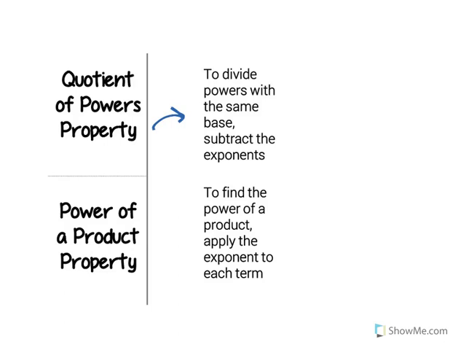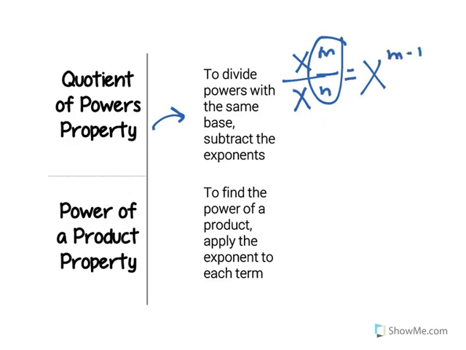So it's basically saying if we have, say, a quotient like x to the m power over x to the n power, we're just going to take those and keep the base, which is x, and we're going to subtract m minus n. Okay, and that's what it looks like just as the rule.